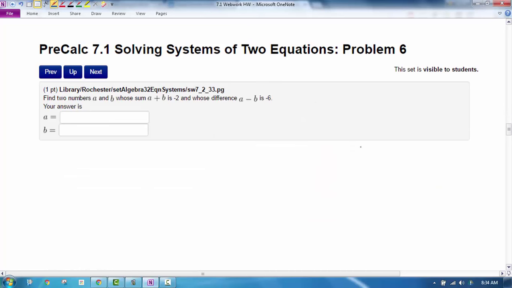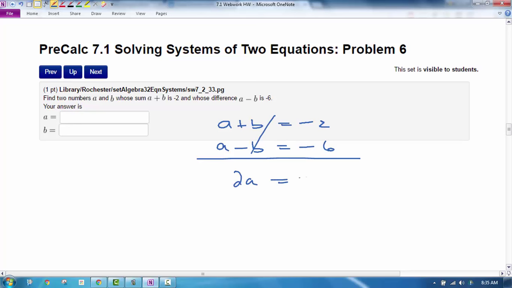Okay, this next one should be pretty easy then. It says find two numbers whose sum is -2, so a plus b is -2, and the difference, a minus b, is -6. So you don't need to do matrices for this. This is easy enough just to add them together and get 2a equals -8, in which case a equals -4. And if you plug -4 back into any one of these equations, you get b equals 2. So your answer is -4, 2.